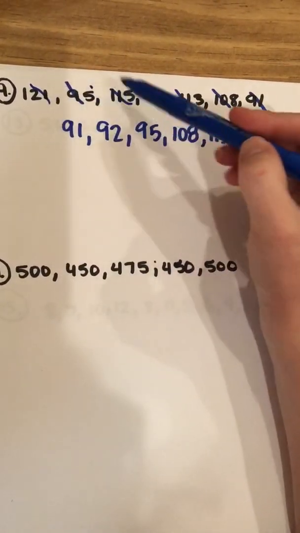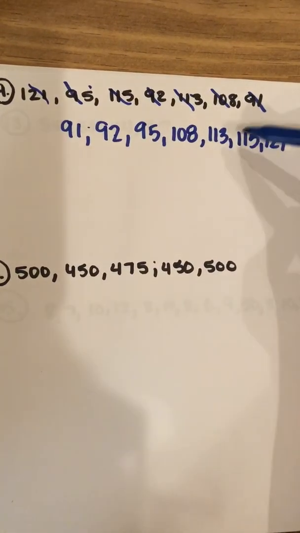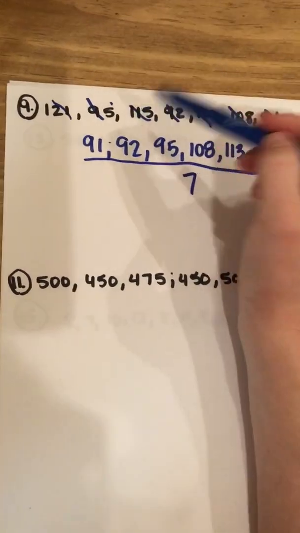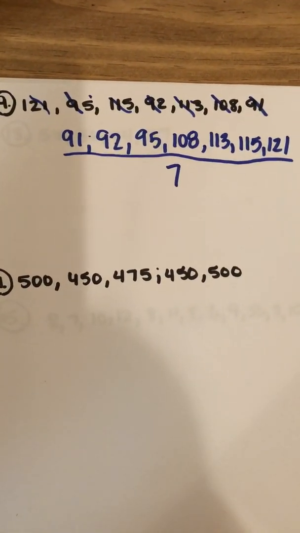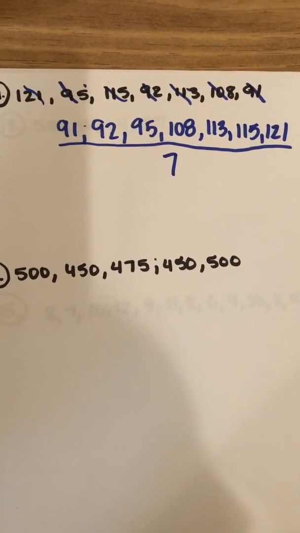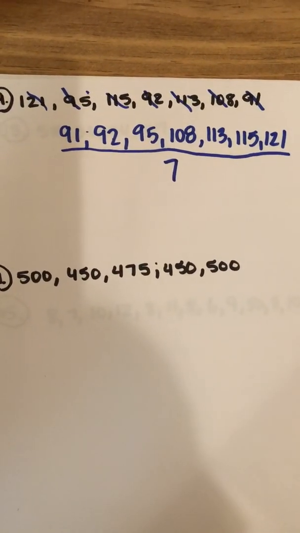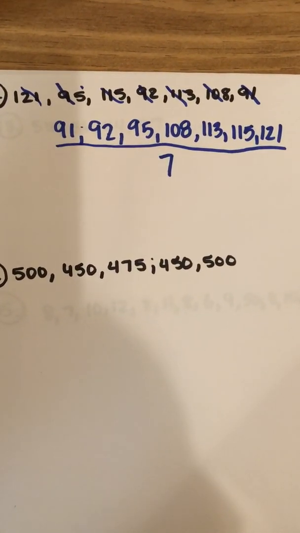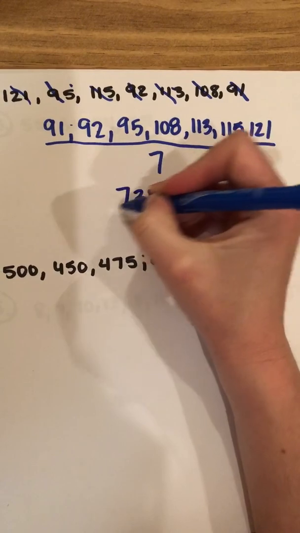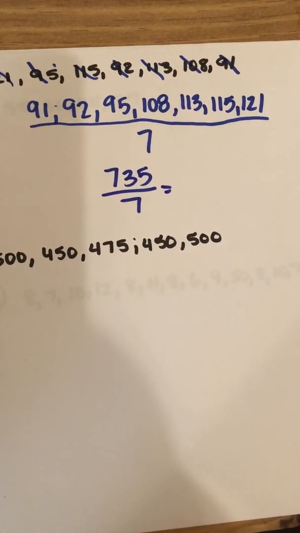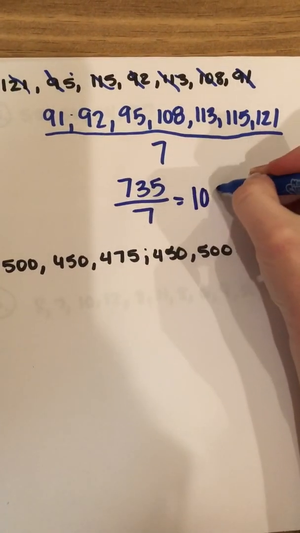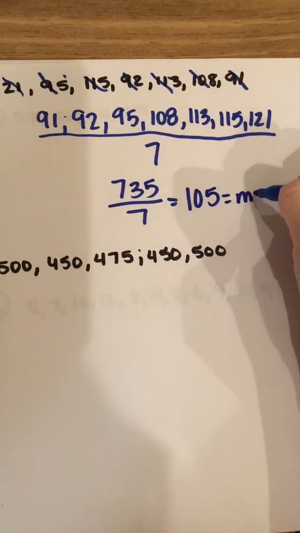I'm going to count 1, 2, 3, 4, 5, 6, 7. Okay, perfect. I always double check. I'm going to divide all of those by 7. So 91 plus 92 plus 95 plus 108 plus 113 plus 115 plus 121 is 735. I'm going to divide that, 735 divided by 7, and I get 105, which equals the mean.